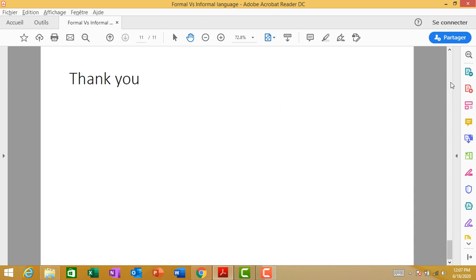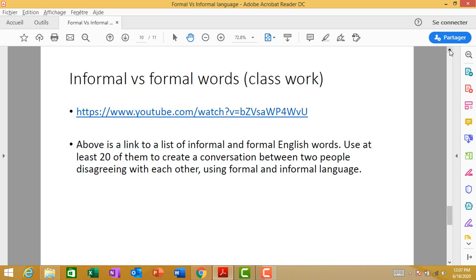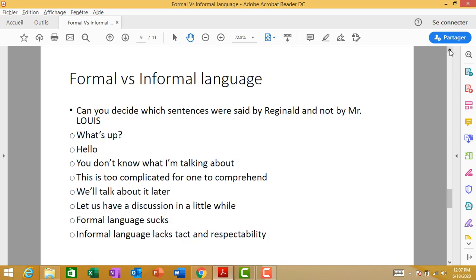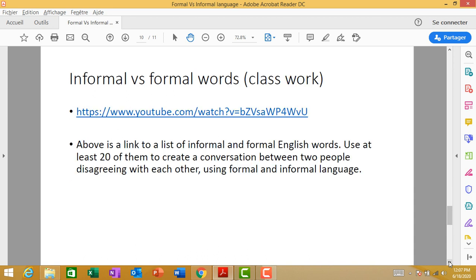Oh, sorry, there was a little problem with the slide. You know, this is not really a PowerPoint, guys. I had to turn this into a PDF format because this computer won't read the PowerPoint. Sorry. All right. So what I have here for you guys is a link to a list of informal and formal words. So you can follow this link.